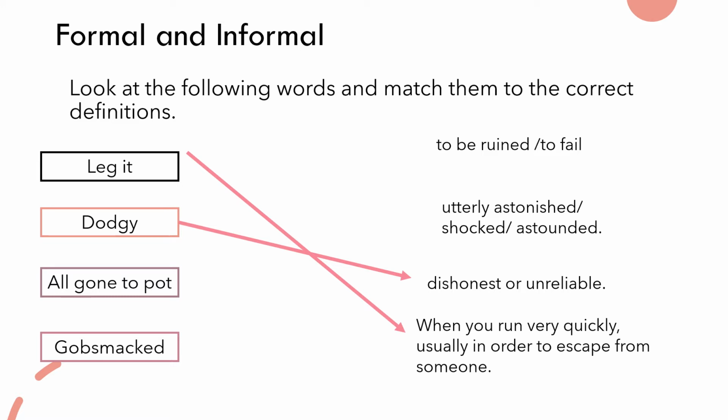All gone to pot. Now what this one means is when something's gone wrong. You might have had something planned out and it hasn't met the expectations that you set out for, so therefore it's been ruined or has failed.